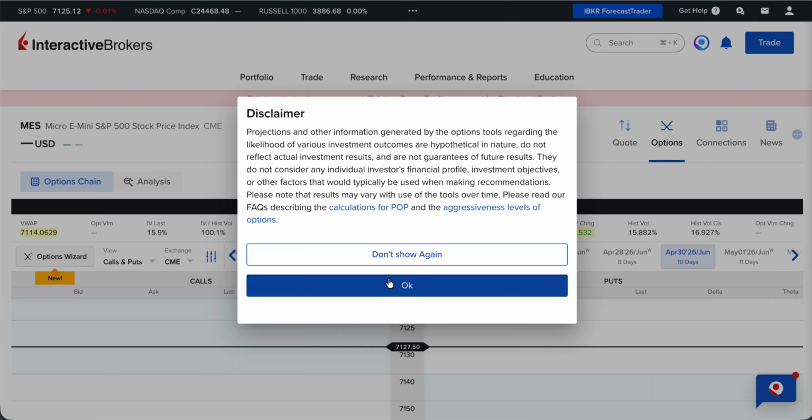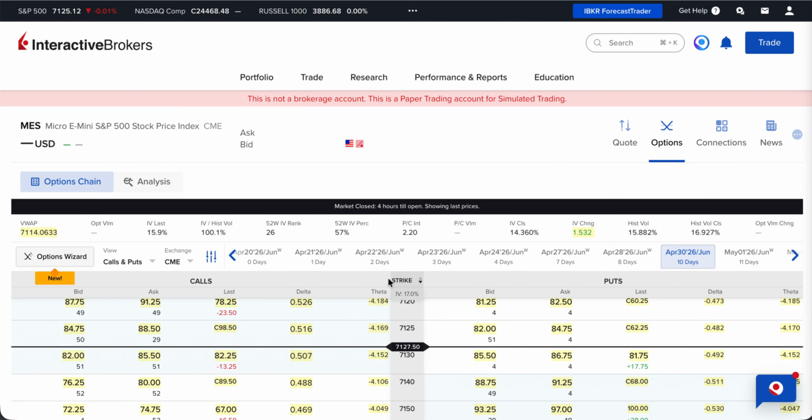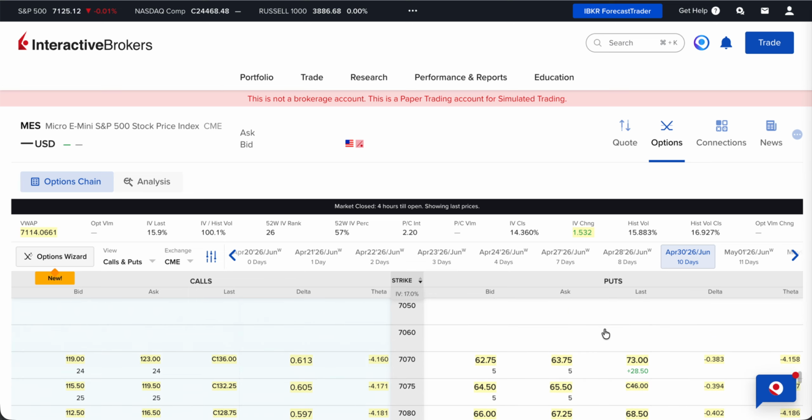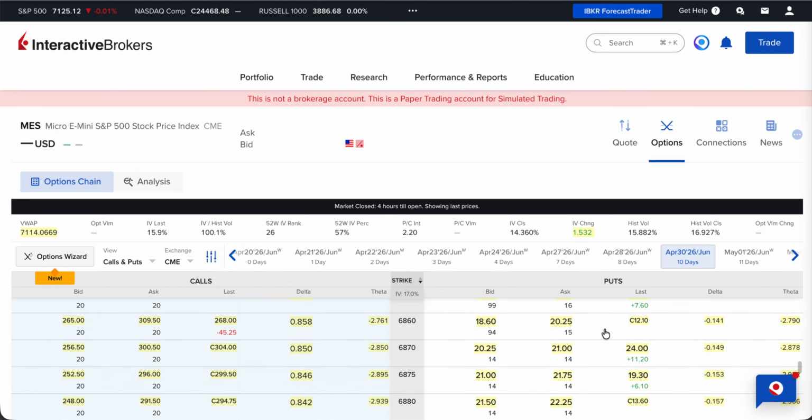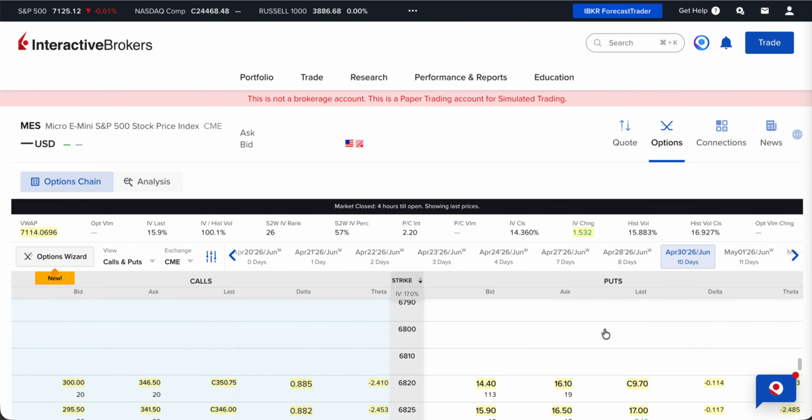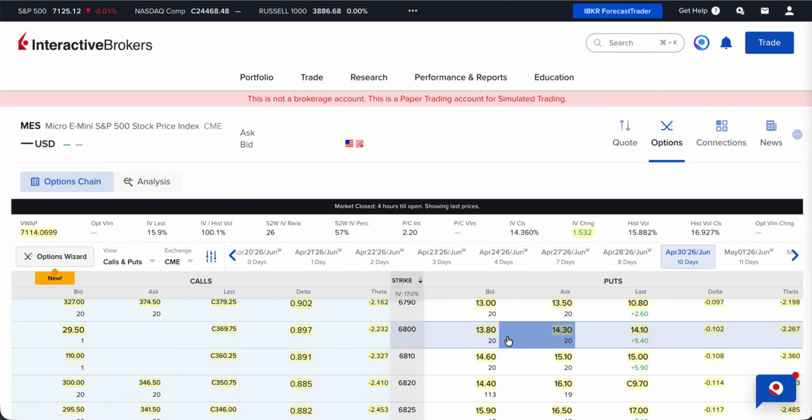So again, just to remind you before we put this trade on, this is extremely low probability. We're unlikely to win on this. It's one of those where we're basically risking a very, very small amount to make a lot. But we're more than likely going to lose here, okay?